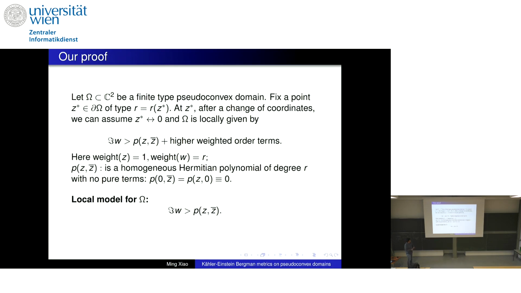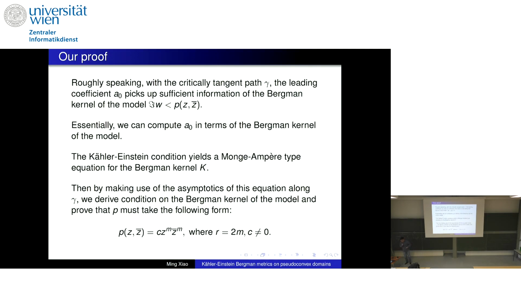What do I mean by local model? The key thing is that if we choose that very special critical tangent path gamma, this leading coefficient A0 in the expansion picks up the most information from the Bergman kernel of the model. That is, roughly speaking, we can compute this A0 more or less in terms of the Bergman kernel of the model.